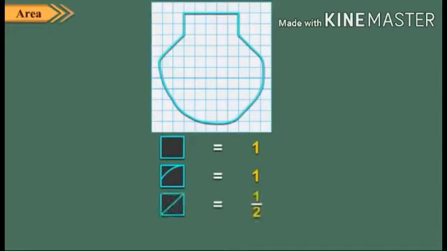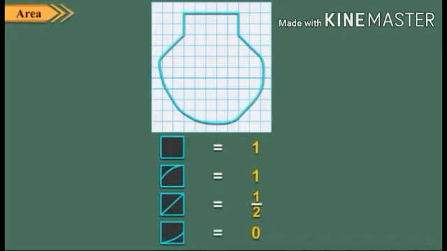When the figure whose area is to be estimated does not cover the unit squares completely everywhere, we proceed as below. Count each complete square as 1. If a square is more than half, count it as 1. If a square is exactly half, count it as half. If a square is less than half, count it as 0.